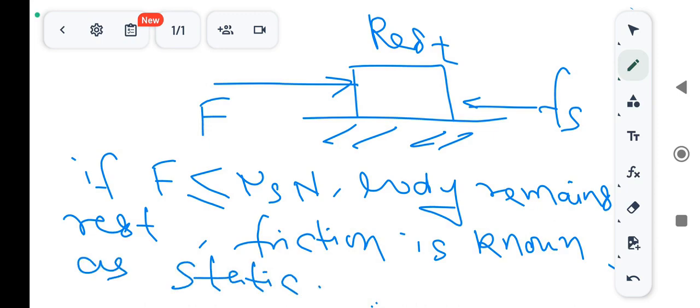As long as the external force on the body is less than or equal to mu s multiplied by N, the body remains at rest, and the friction is known as static. Note down this point.